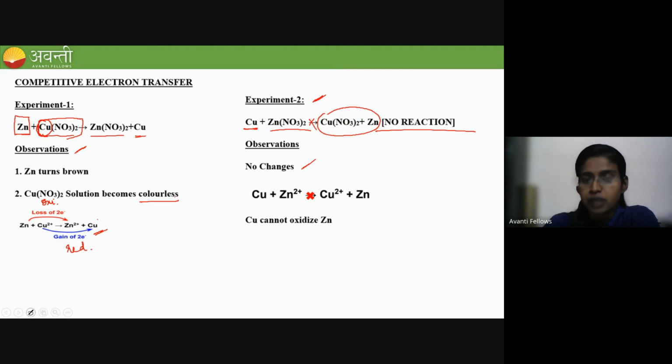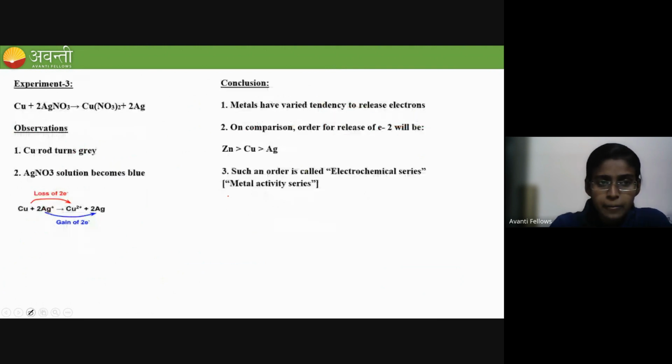This is because copper cannot oxidize zinc. Zinc can oxidize copper, but copper cannot oxidize zinc. So zinc is able to displace copper, but copper cannot displace zinc. That's why in the second experiment, the reaction is not occurring.